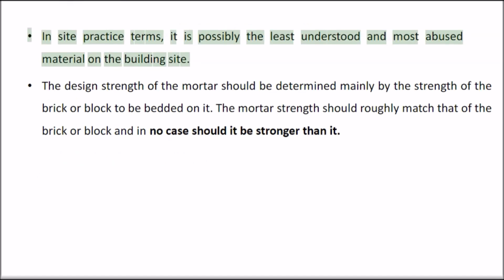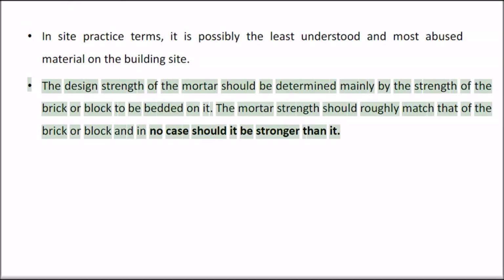In site practice terms, it is possibly the least understood and most abused material on the building site. The design strength of the mortar should be determined mainly by the strength of the brick or block. The mortar strength should roughly match that of the brick or block, and in no case should it be stronger.